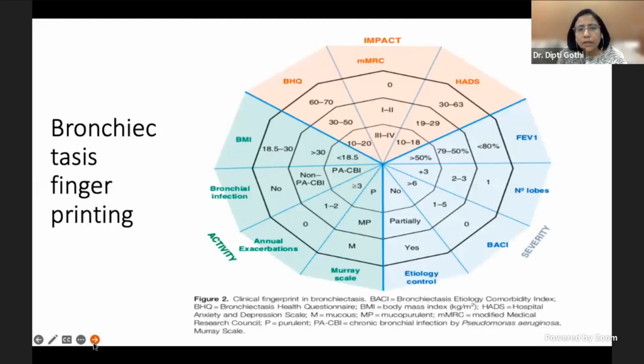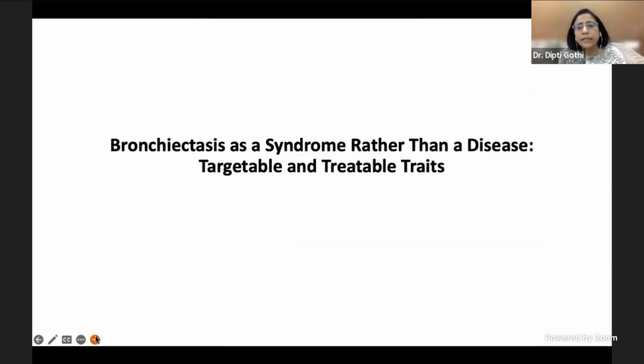Now, coming to a little more complicated thing, this particular one was given in one of the Chest journals. It is called bronchiectasis fingerprinting. If you try to do this fingerprinting, you would take easily half an hour to 1 hour. So for somebody who is running a busy practice, I would not really recommend it, but this diagram basically represents the complexity of bronchiectasis. It is actually a complex disease or disorder. It is not a simple disease. It is a multitude of problems, and there are a multitude of treatable traits that one needs to know, which is the center point of our discussion today.